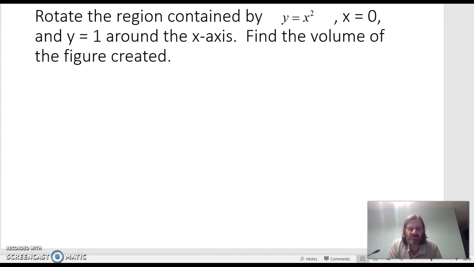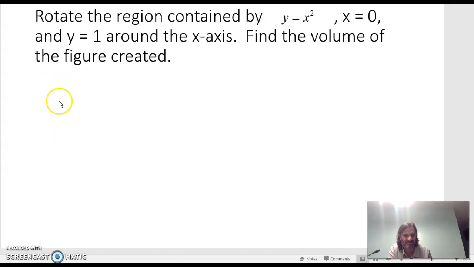Alright, so here we're going to do another washer method problem. It says rotate the region contained by y equals x squared. We know that parabola. Also, x equals 0 and y equals 1. And we're going to take that region around the x-axis and find the volume.